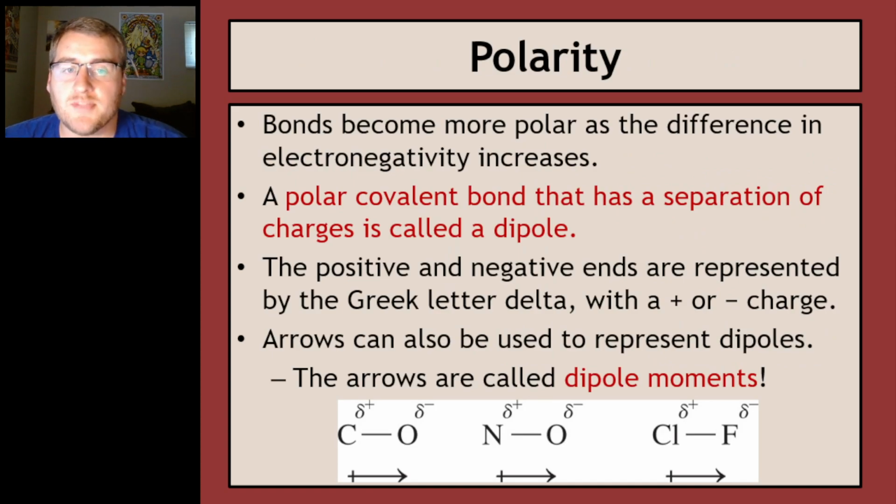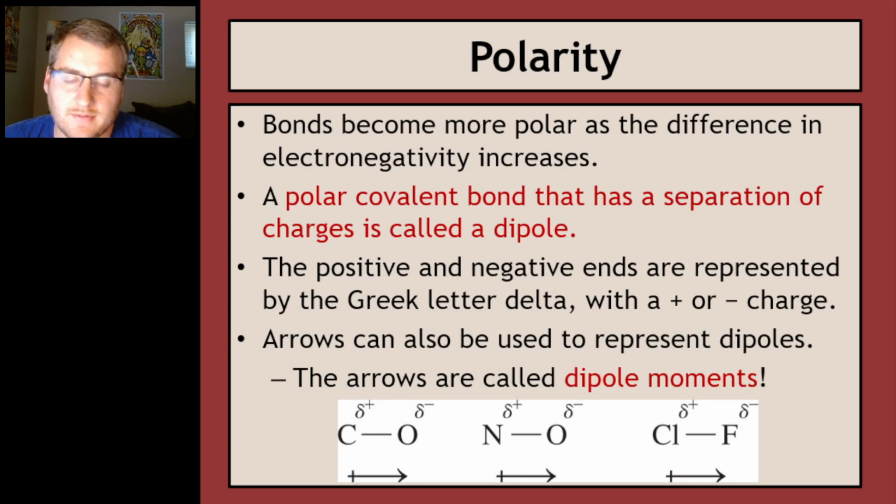Bonds become more polar as that difference in electronegativity increases. A polar covalent bond that has a separation of charges is called a dipole. Dipole and polar, you can see that they're similar words. They both contain that pole, pole meaning you have a positive and negative end. Dipole just means you have two ends of a polar molecule, right?